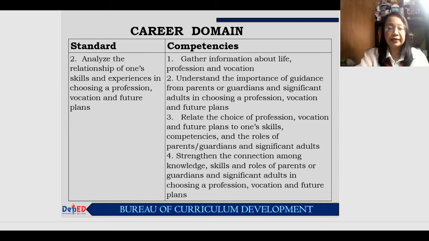Next standard is to analyze the relationship of one's skill and experiences in choosing a profession, vocation, and future plans. Its competencies are: first, gather information about life, profession, and vocation. Second, understand the importance of guidance from parents or guardians and significant adults in choosing a profession, vocation, and future plans. Third, relate the choice of profession, vocation, and future plans to one's skill, competencies, and the roles of parents or guardians and significant adults. Fourth, strengthen the connection among knowledge, skill, and roles of parents or guardians and significant adults in choosing a profession, vocation, and future plans. Here, learners can differentiate the roles of the people in their community. They can show appreciation of the roles of the people or visualize a good community member.